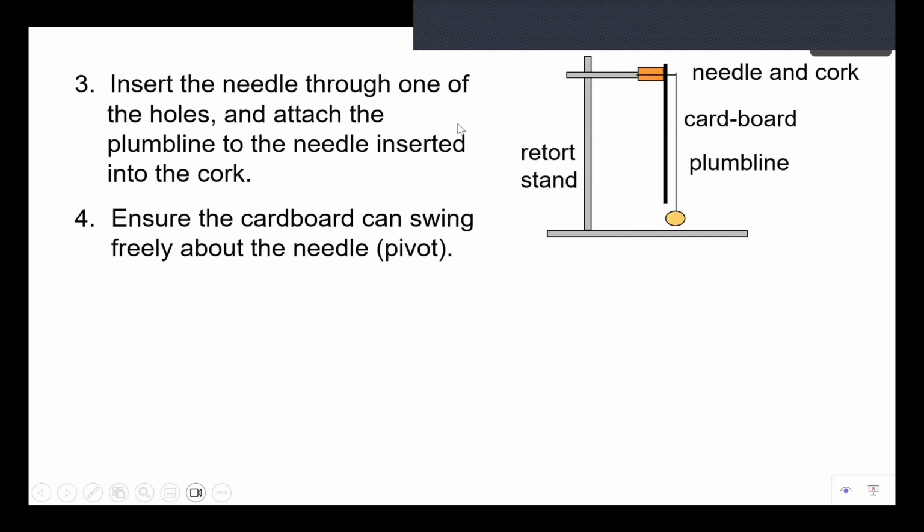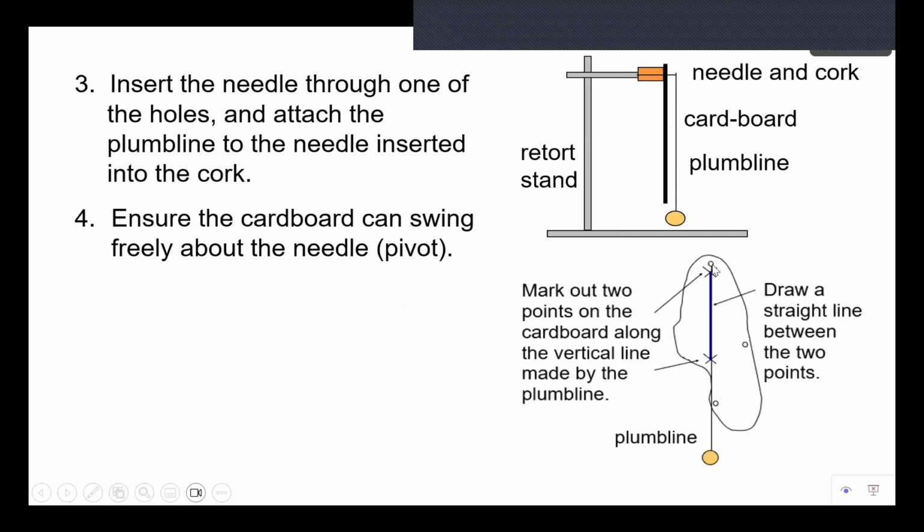When this cardboard can swing freely, it will always come to a rest such that, so this is the front view, this is my pin, this cardboard will always come to a rest such that its center of gravity must always be directly below the pin, below the pivot. So the center of gravity is directly along this line. How do I get this line? I need to hang something called a plumb line. So a plumb line looks like this.